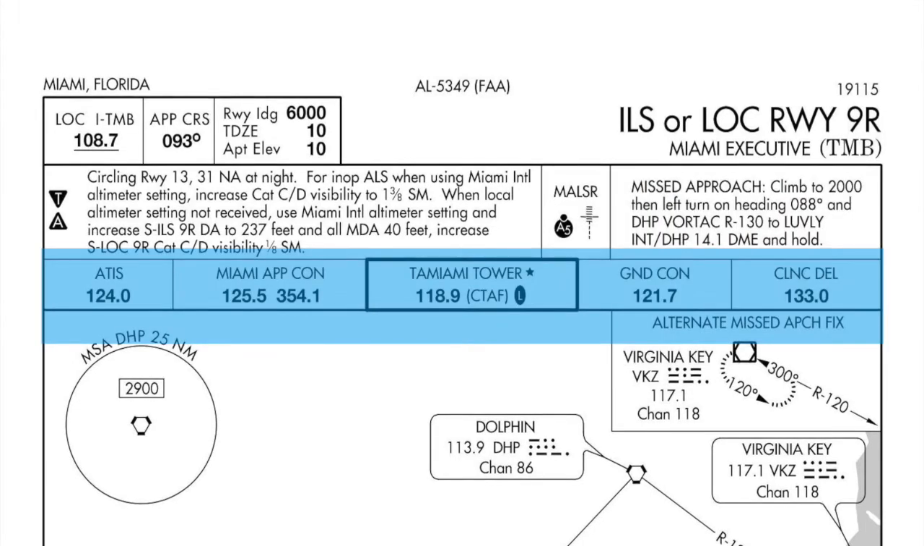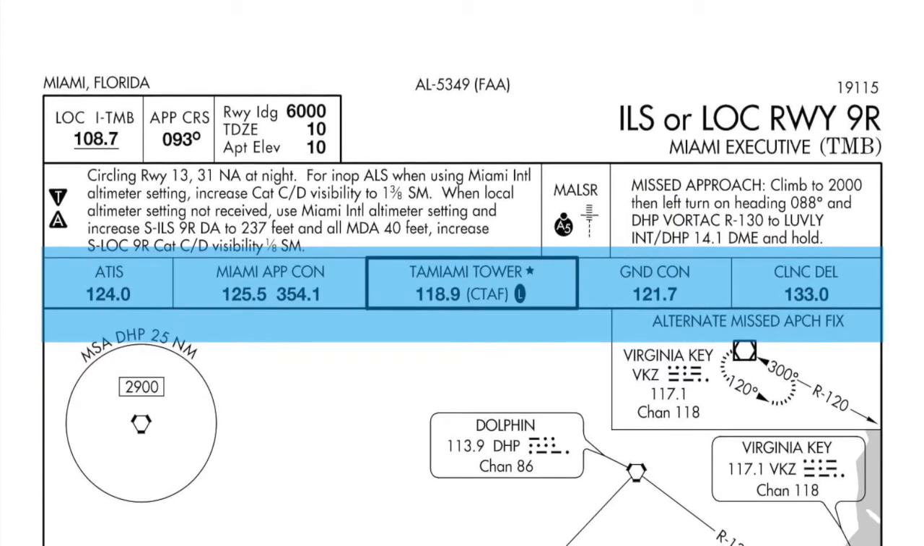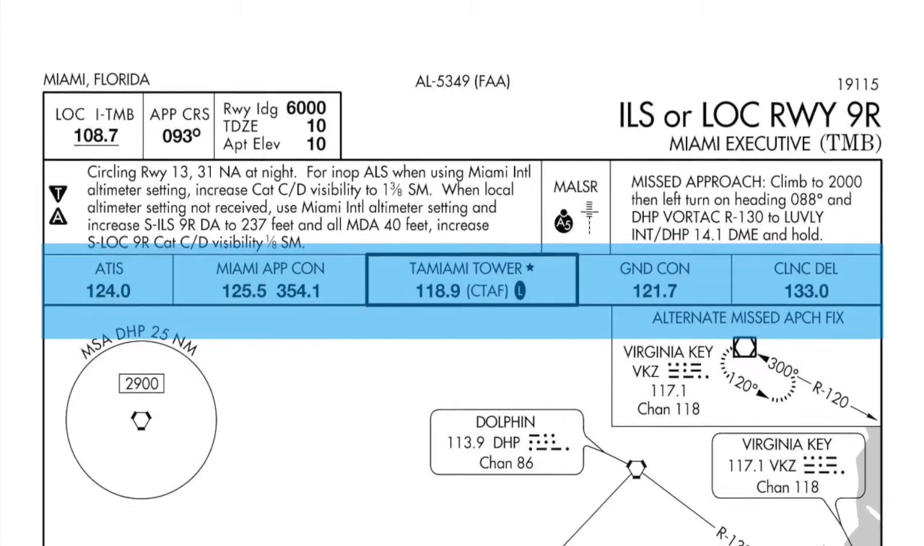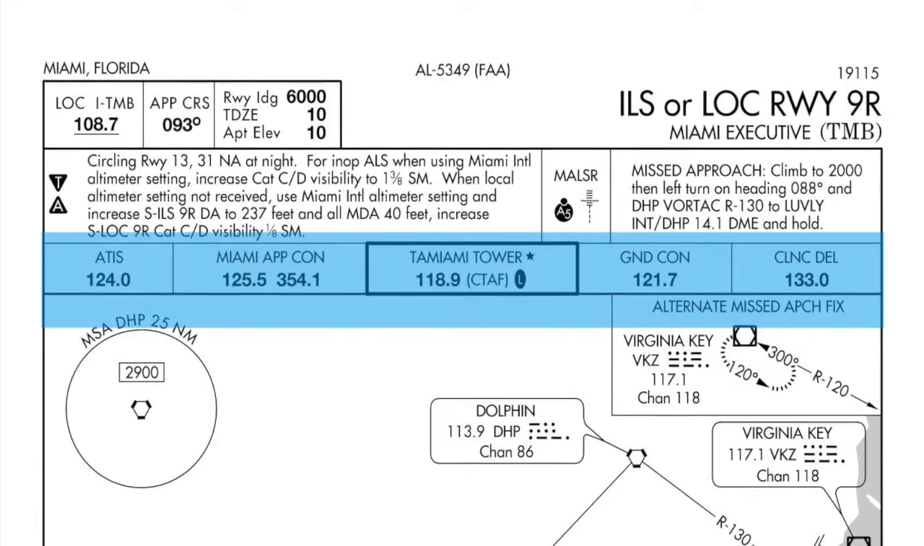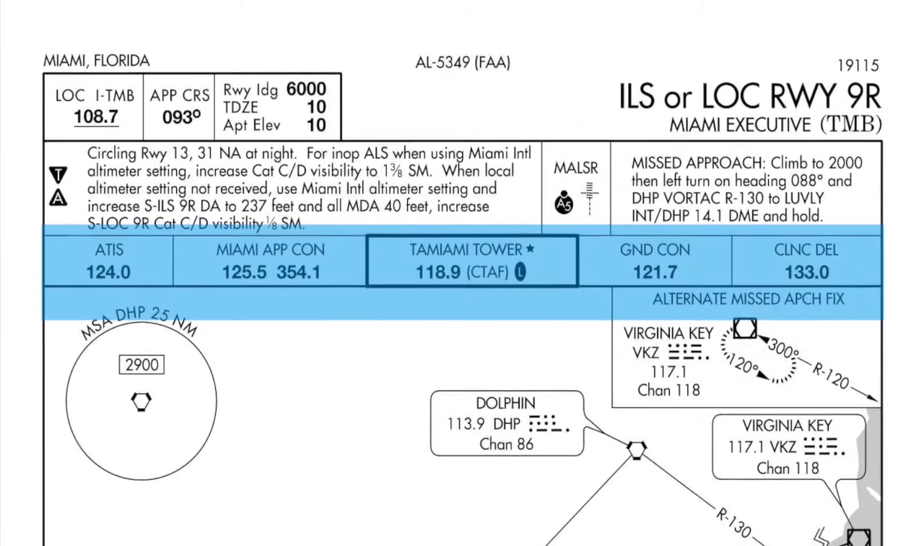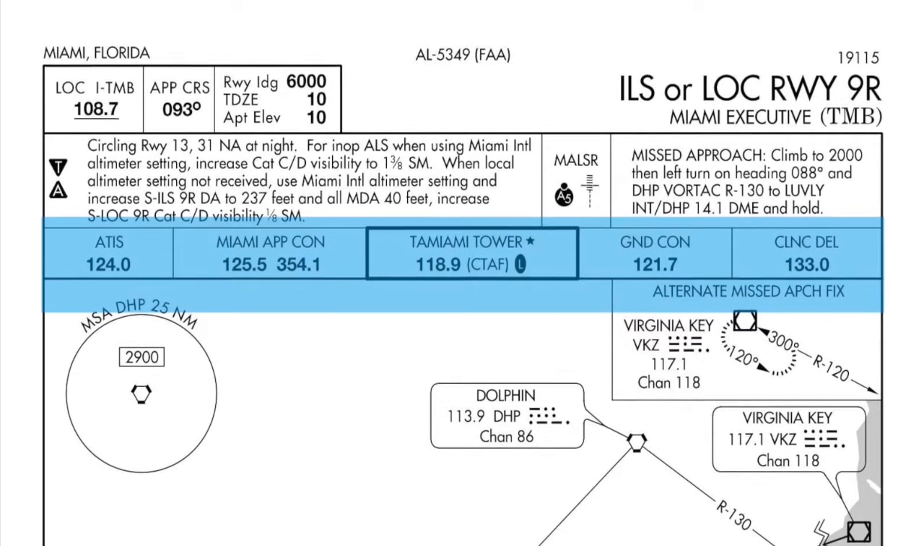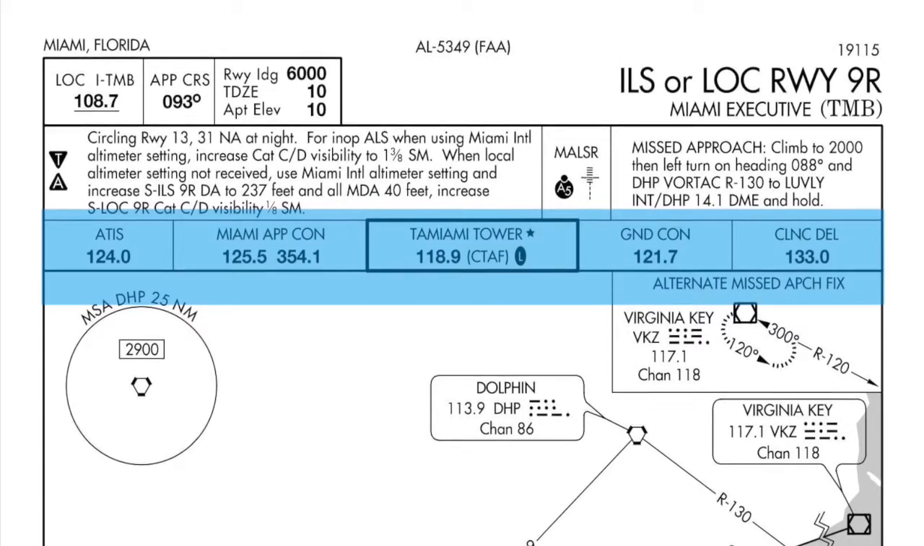So after that, you look at the ATIS frequency just below the note section. You should be talking to Miami Approach 125.5. You should be getting your next frequency ready for Tower 118.9, or if the tower is closed, it's going to be the Common Traffic Advisory frequency.